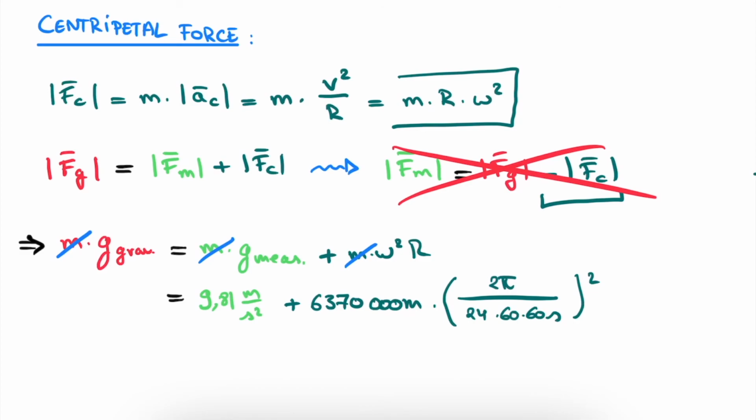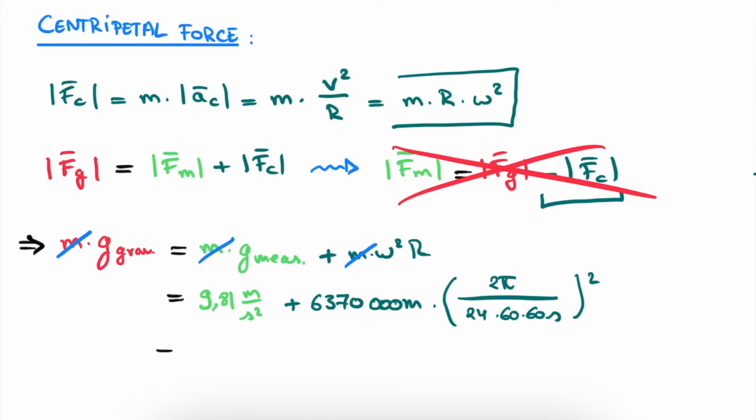Checking, of course, the units as good physicists, we see that we need an acceleration on the left-hand side, and therefore we also need the units of acceleration on the right-hand side. We have meters per second squared here, and in the second term we also have meters divided by second squared right here. So the units check out.